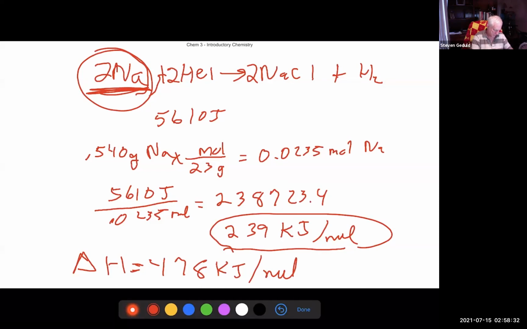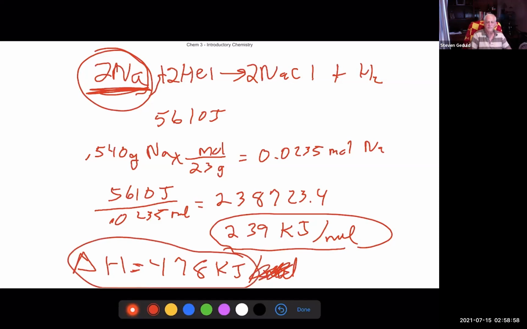Let me see if that's the units they wanted, though. I did that one already. Hold on. And they want it in kilojoules. Well, it's in 2 moles, that's right. So it's just in kilojoules. That's what it seems to want. 478 kilojoules. Does that make sense? Yeah, that makes sense. Thank you. Okay. Oh, perfect. No problem.